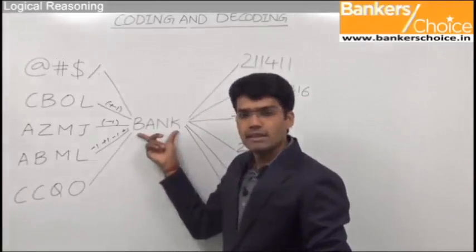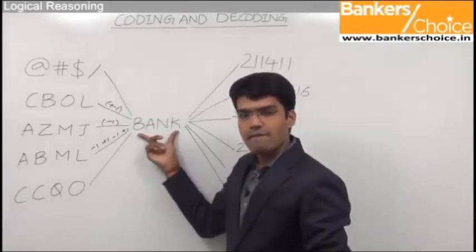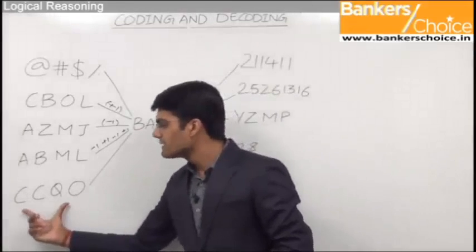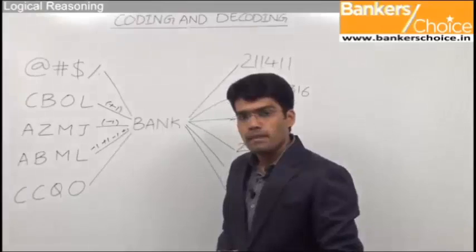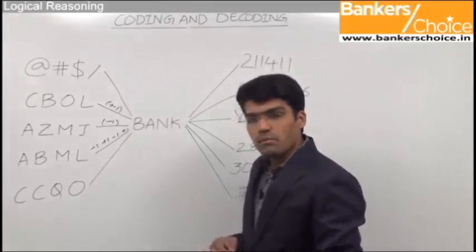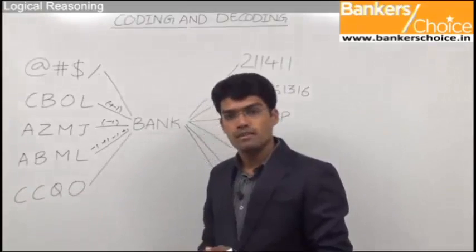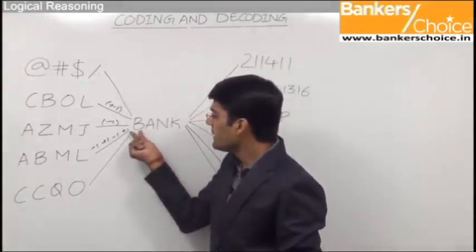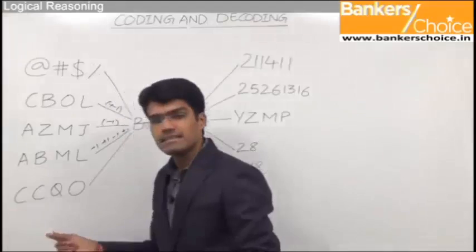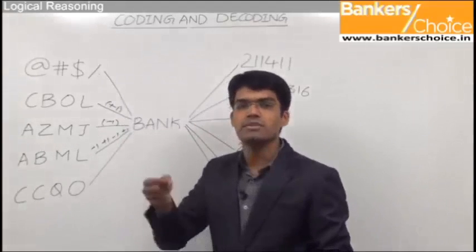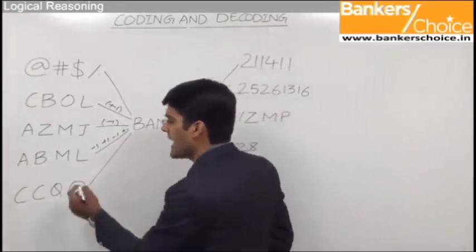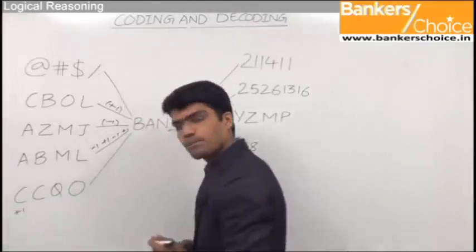Again in this case as well, the letters of the word BANK have been changed to some other letters in the alphabetical order. Now the logic here can be understood by finding out the shift of each letter in the coded form. For example, the letter B is taken as C. That means it has been shifted by one position in the forward direction. So we can say that this is +1.